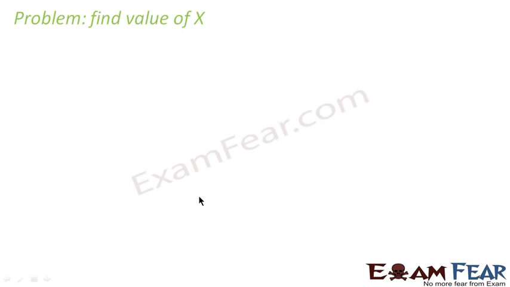Let's take one problem where we have to find the value of x. We are told that tan 2x is equal to minus cot (x plus pi by 3). We have to find x. If we can convert the right side also to tan, we can directly equate the values.